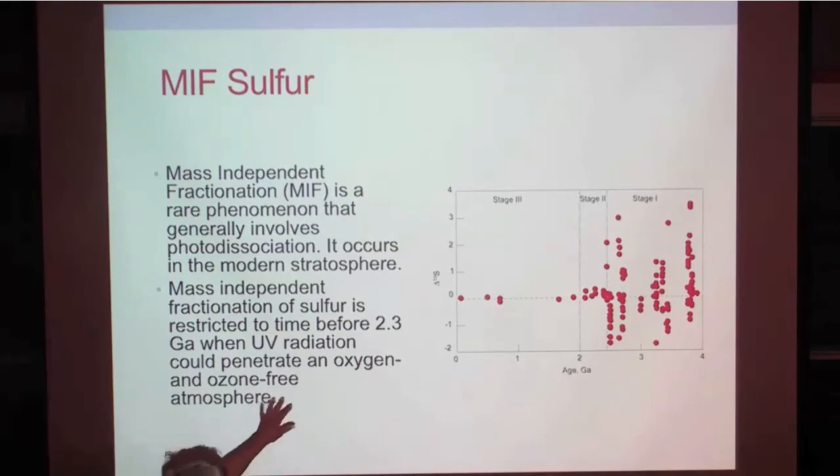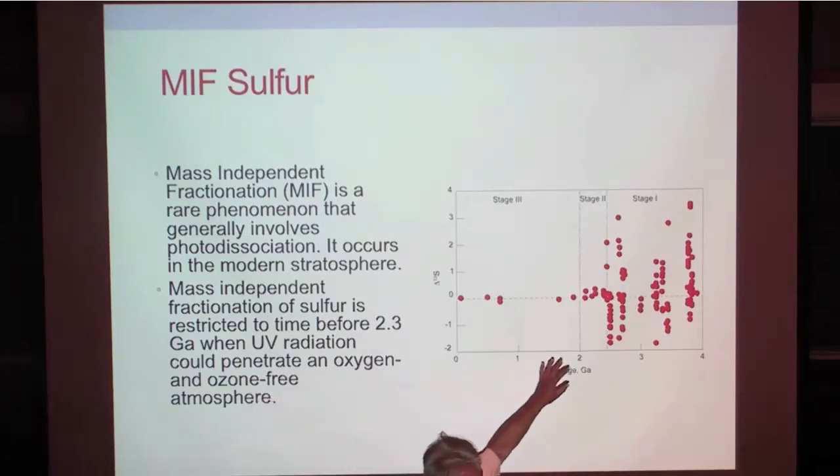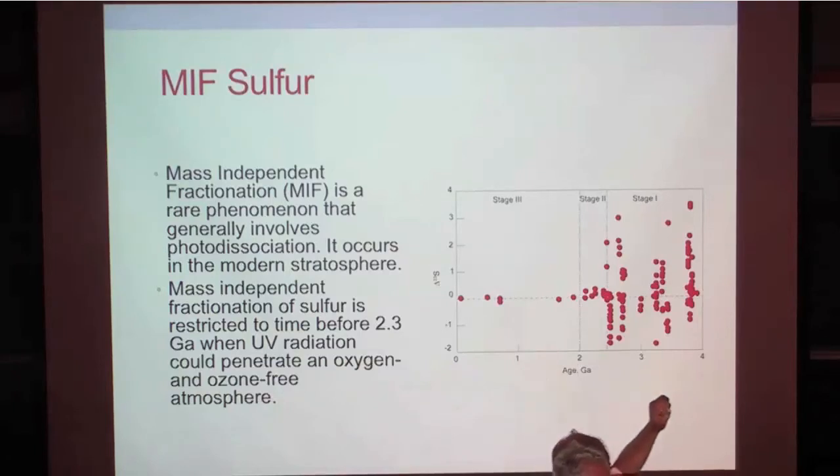Once we had oxygen in the atmosphere, we developed an ozone layer, and UV radiation could no longer penetrate and produce that kind of fractionation. And there's a whole lot more measurements since then. I mean, there's nothing in the modern world that shows this, except for things that have in fact been in the stratosphere. So this uniquely happens in the atmosphere of the early Earth.